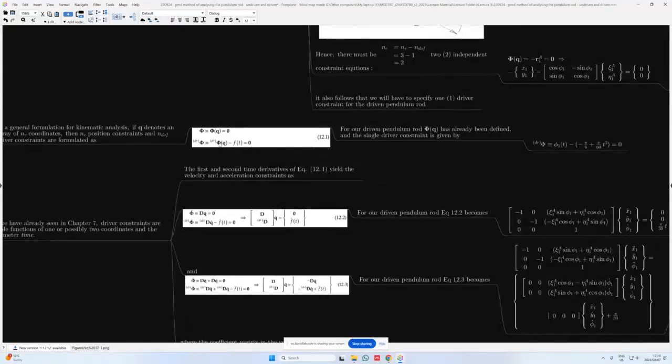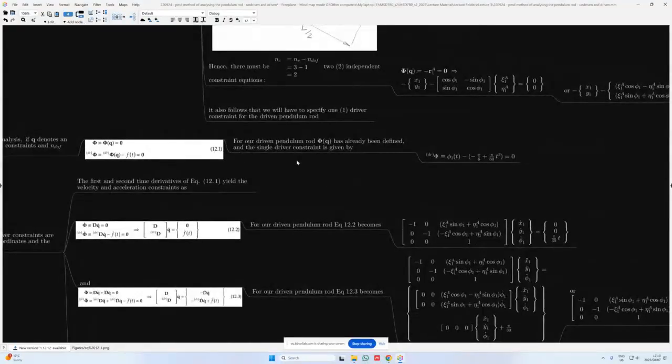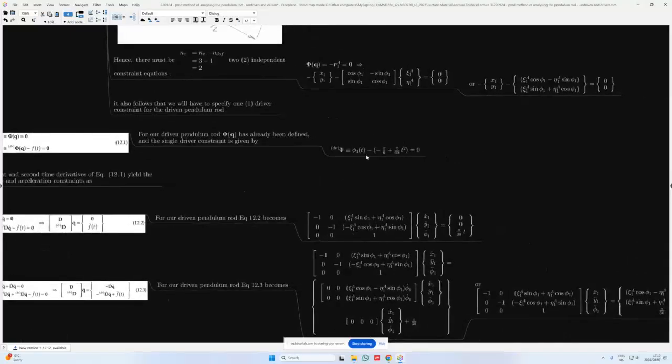We can simply write this as phi superscript dr, which is a function of q, minus f of t, which must be equal to 0. So f of t is essentially the driving function that we're going to look at. Now for our driven pendulum rod, phi of q has already been defined, and the single driver constraint is then given by this form that we have over here.